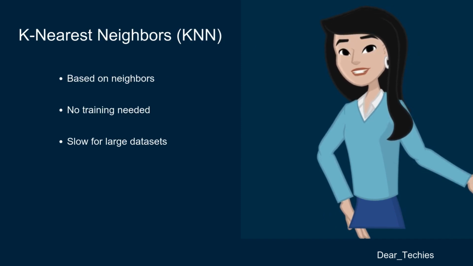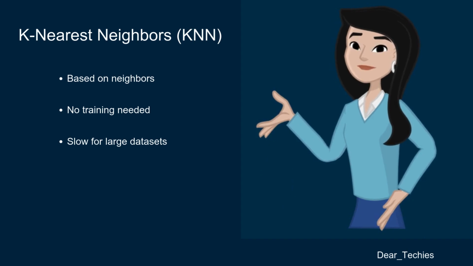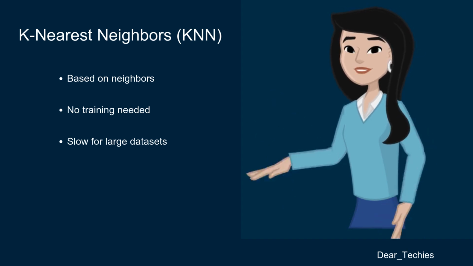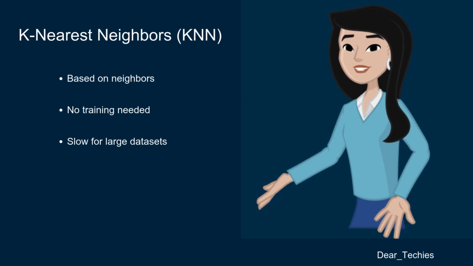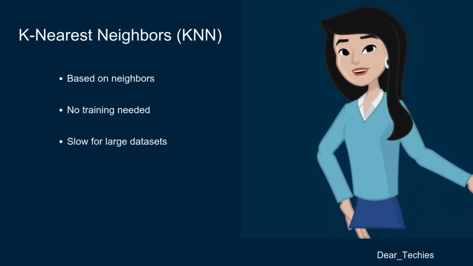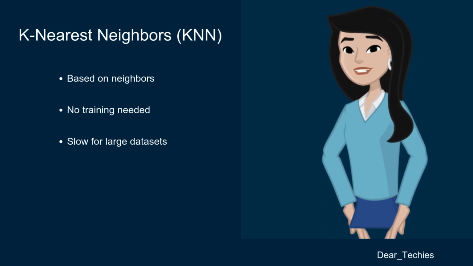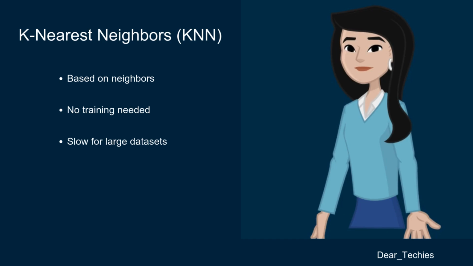KNN predicts by checking its nearest neighbors. For example, if we want to predict if a new fruit is an apple or orange, KNN will check the closest fruits in the dataset and choose the majority vote. It is simple, but becomes slow with large data.